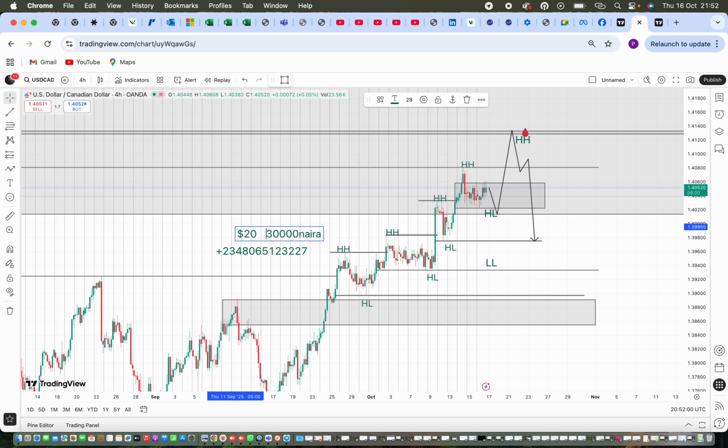And remember, this is not financial advice. It's just my expectation on the market, and you don't need to trade what you cannot afford to lose.